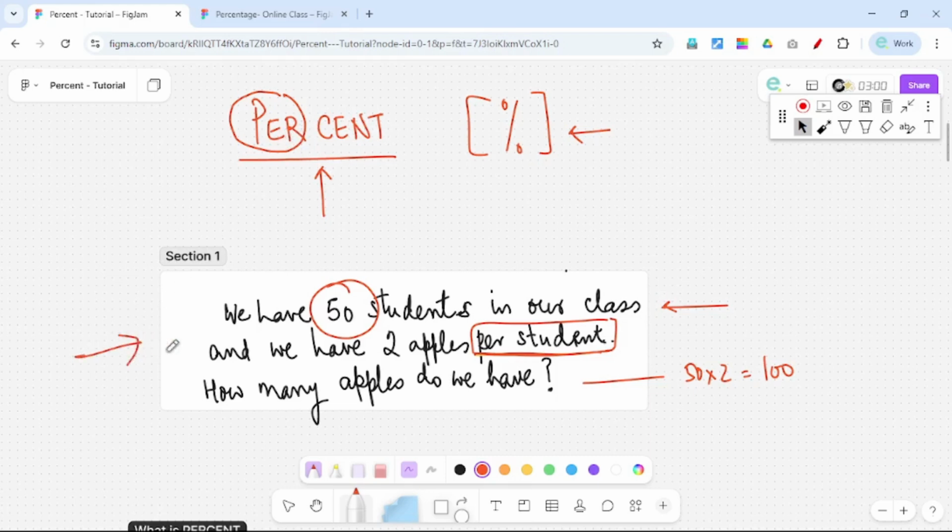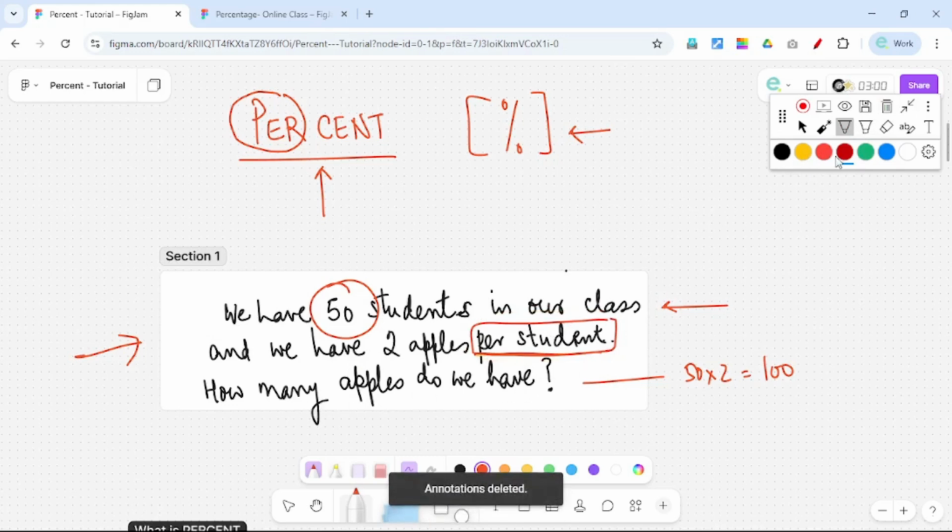Take this example. The question says, we have 50 students in our class and we have 2 apples per student. How many apples do we have? So focus on this word, per student. Obviously the answer would be 50 multiplied by 2, we will have 100 apples.